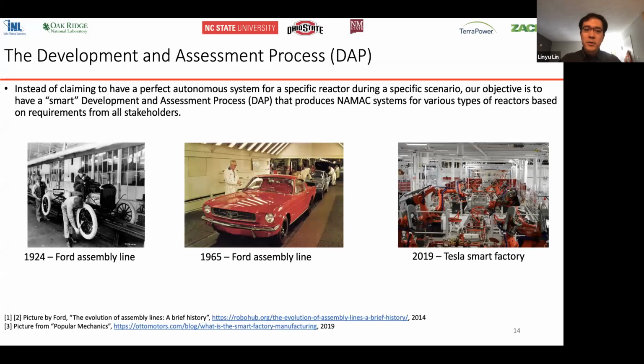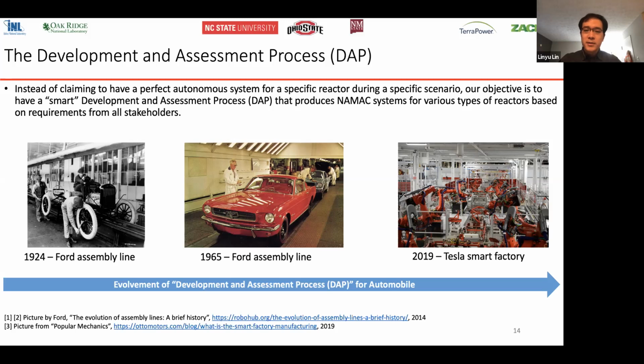Here, I just give you a simple example on the evolution of assembly lines for automobiles. At the very beginning, the assembly lines were mostly accomplished by humans, and as time goes by, we have semi-automatic assembly lines, and until recently, we have the smart factory, where all the design and all the development of automobiles is fulfilled by computer. And this actually is the evolution of the development assessment process for automobiles. We are trying to adopt some similar thinking in the NAMAC design.